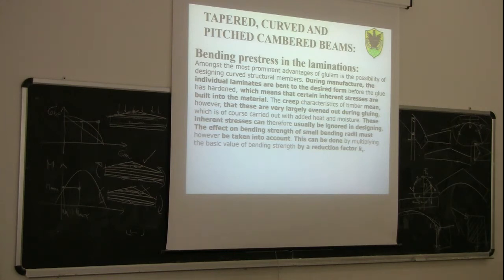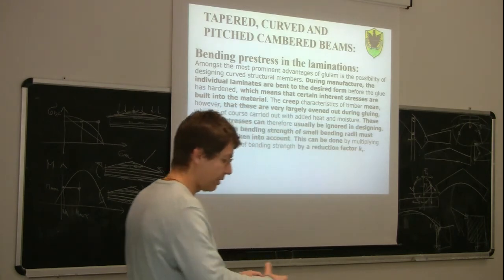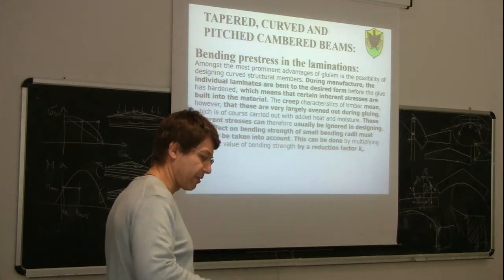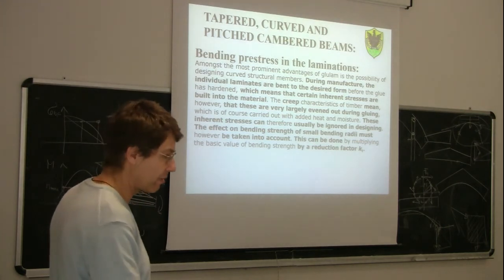So, during manufacture, the individual laminates, so the single planks, are bent to the desired form before the glue has hardened. So first we bend the planks, and then we leave these bent planks with the glue for a certain period to ensure that the gluing goes off.